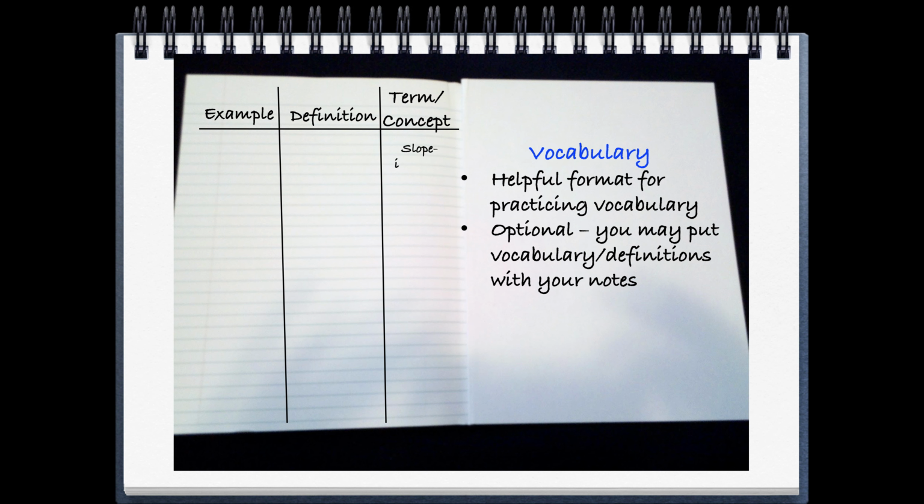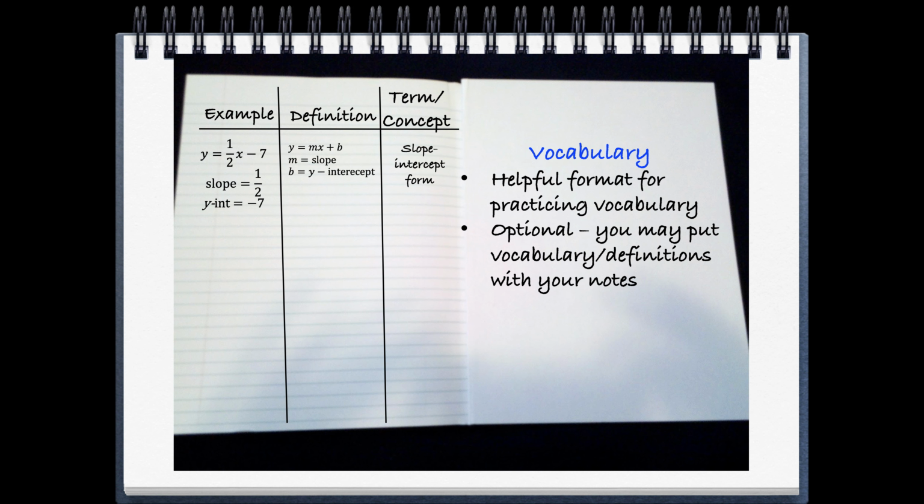So for instance, if the term that you're defining is slope-intercept form, the definition might look as follows: y equals mx plus b. And then for an example, you might give an equation and then write the slope being 1/2 and the y-intercept being -7. And that kind of connects all of these things together.